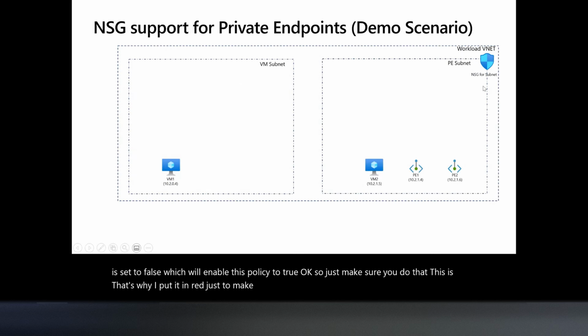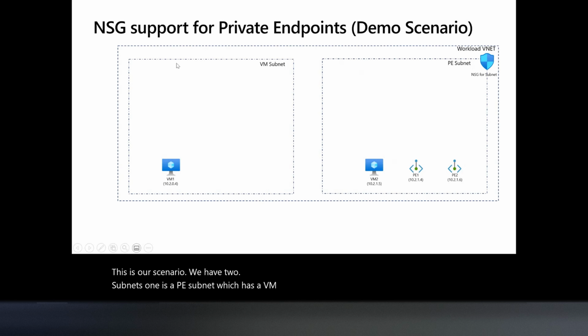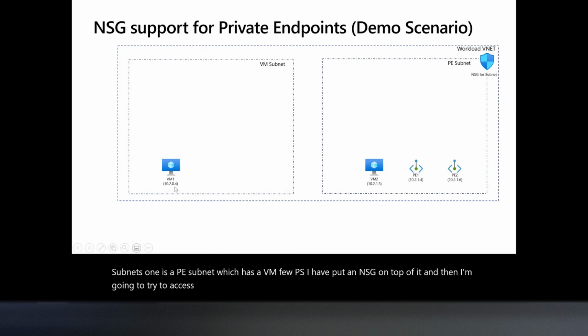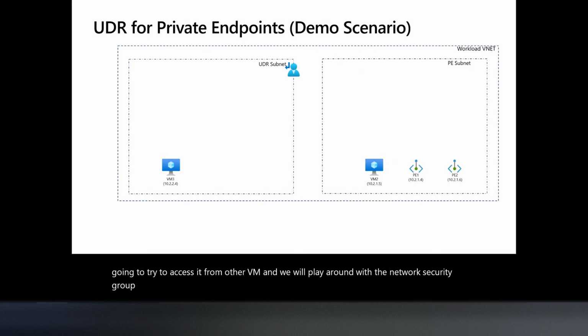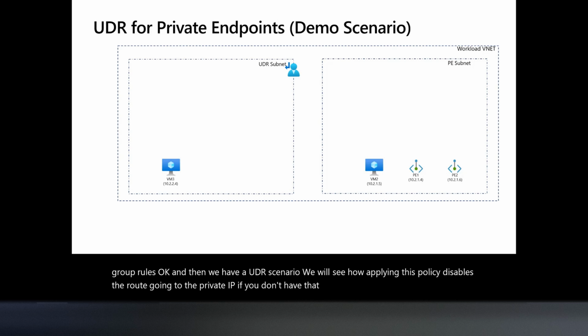So this is our scenario. We have two subnets. One is a PE subnet, which has a VM and a few PEs. I have put an NSG on top of it, and then I'm going to try to access it from another VM, and we will play around with the network security group rules. Then we have a UDR scenario where we'll see how applying this policy disables the route going to the private IP. If you don't have that policy, that route will be enabled.